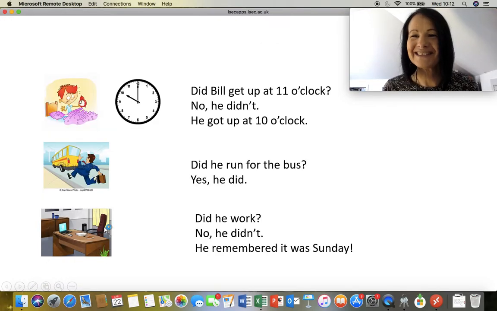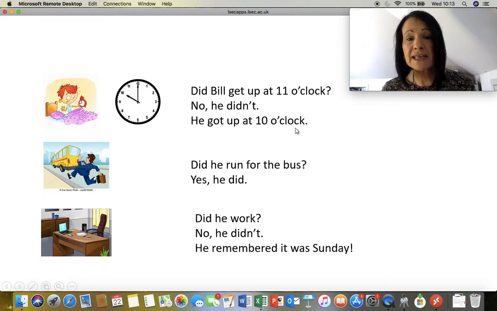How did you get on? Okay, let's have a look at the questions. Did Bill get up at 11 o'clock? No, he didn't. What time did he get up? Have a look at the picture. He got up at 10 o'clock.